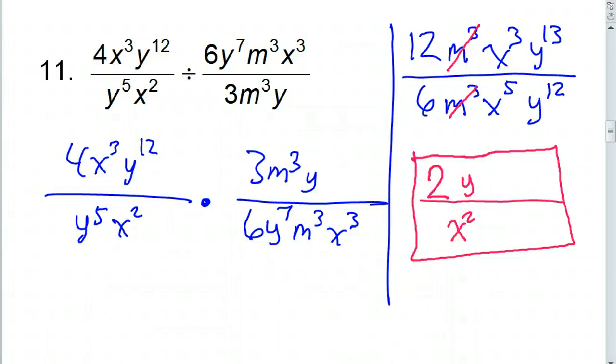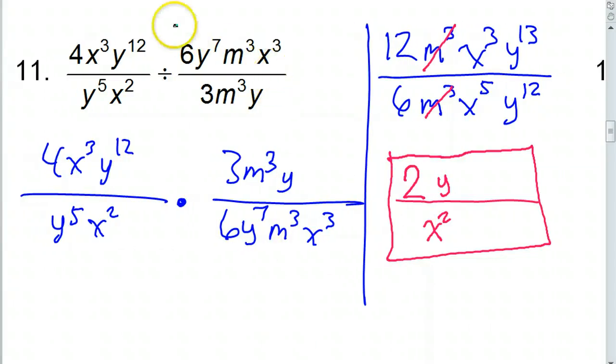Now, once again, if I did ask you to state the excluded values, please understand that the excluded values would come from here, here, and here. They come from all 3 places for a division problem. And it'd be 0 for each of them.